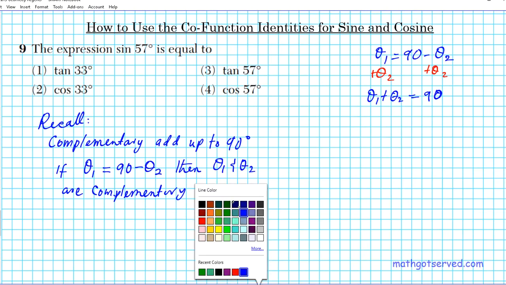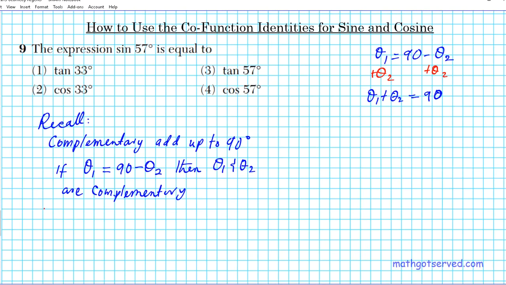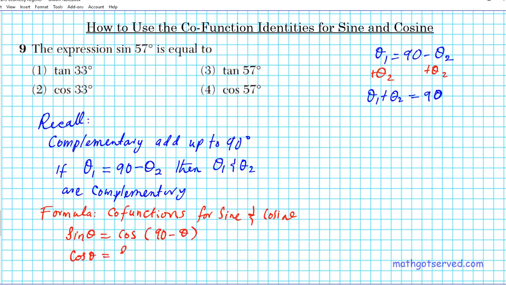With that in mind, let's write out the formula. All you need to know to do this problem is the formula for cofunctions for sine and cosine. Remember, cofunctions indicate complementary angles. That will help you a lot. For sine, we have sine theta is equal to cosine of the complement of theta. The complement of theta is simply 90 minus theta. That's what it means to be complements. And then cosine theta is going to be sine of the complement of that angle, which is 90 minus theta.